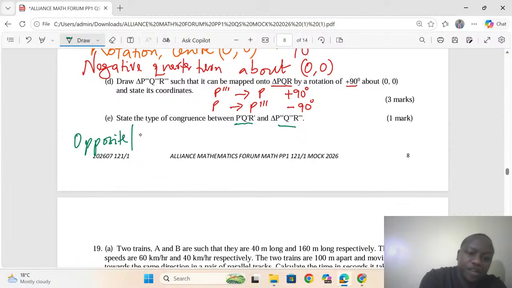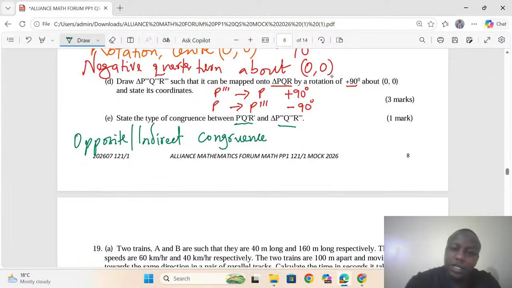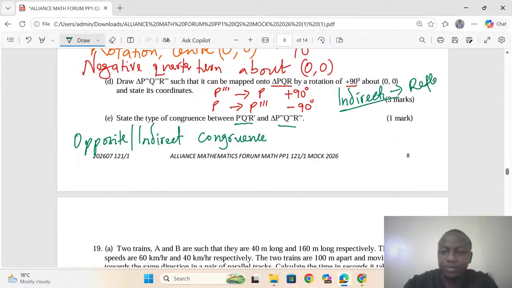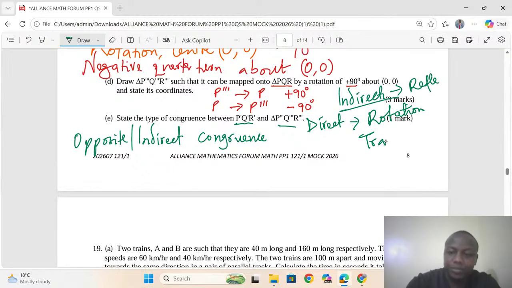Opposite or indirect congruence. Since it is a what? A reflection. You're supposed to know that for indirect congruence, a reflection is responsible for the transformation. Is that okay? Then for a direct congruence, a rotation and a translation.